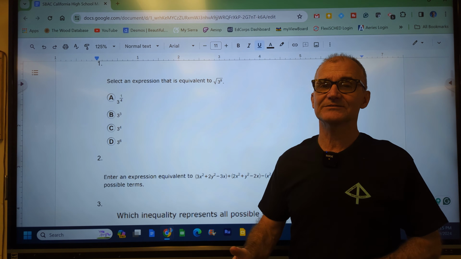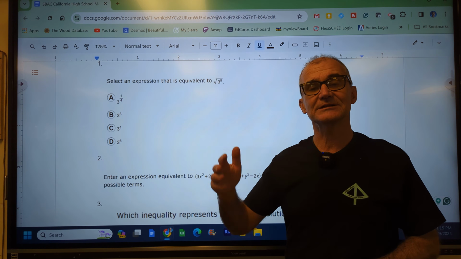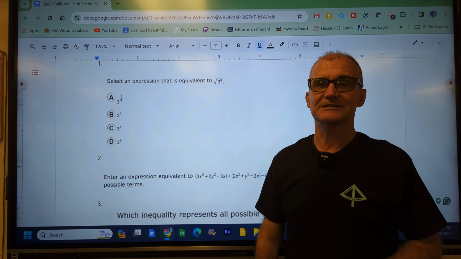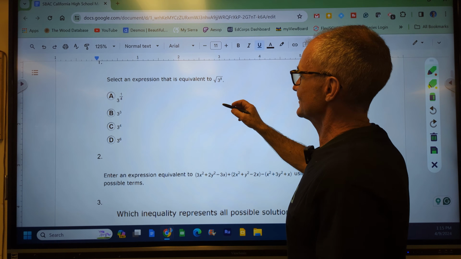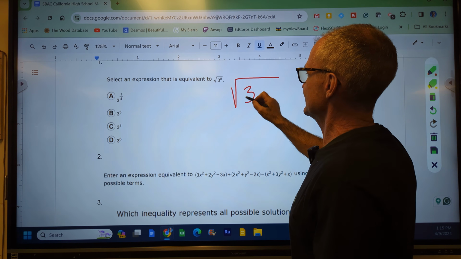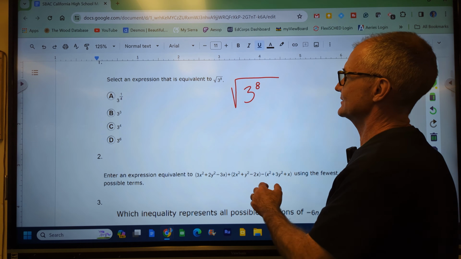The way you get good at this stuff is by practice. So really have paper and pencil out, do the problem before I do it, and then let's get started. Number 1, what is equivalent of 3 to the 8th under the square root?